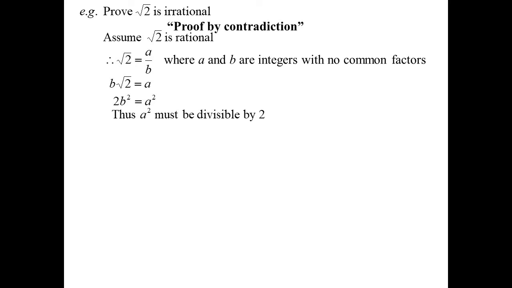Therefore, a squared must be divisible by 2. That's what that's saying. Because remember, b is an integer, and when you square an integer, you get an integer. And a squared's an integer, so it must be divisible by 2. There's its factors. But hang on a sec.